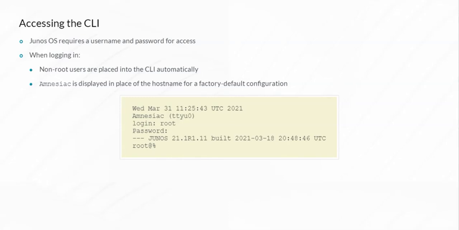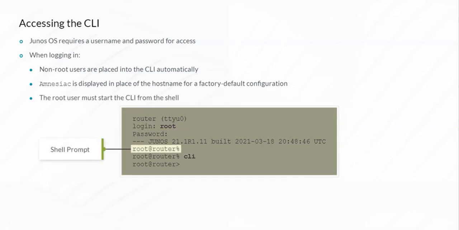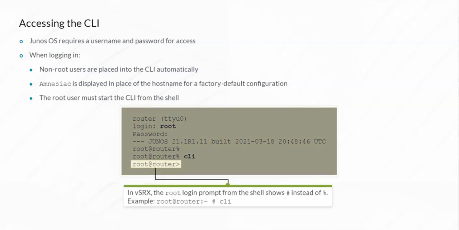The root user has complete access and control of the device. When you log in as the root user, the software places you at the Unix or Linux shell. You must start the Junos OS CLI by typing the cli command. When you exit the CLI, you return to the Unix or Linux shell. For security reasons, ensure that you also log out of the shell by using the exit command. Note that in vSRX, the root login prompt from the shell shows hash instead of %.